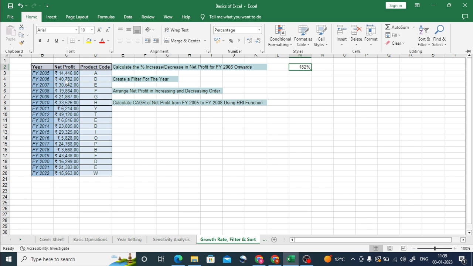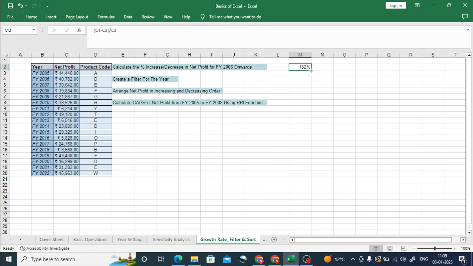Now, let's suppose you have to calculate it for all the years, right? Let's suppose that the next thing you have to calculate is what is the percentage increase or decrease in amount of net profit in financial year 2007 when compared to 2006. What we can do is we can simply select this, come to the bottom of the cell and simply drag it.